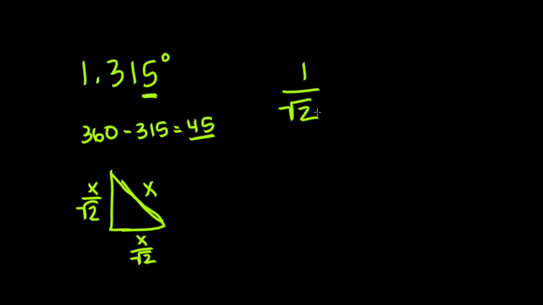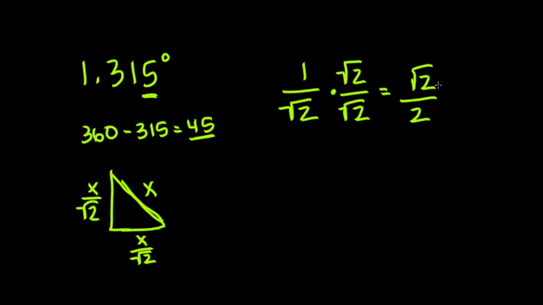However, since the square root of 2 cannot be on the denominator, we are going to rationalize it. We will multiply this fraction by the square root of 2 divided by the square root of 2. And the square root of 2 times the square root of 2 equals 2. 1 times the square root of 2 equals the square root of 2. So our final answer is going to be the square root of 2 divided by 2.